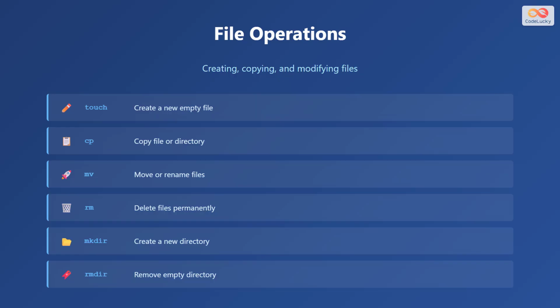Managing files is one of the most common tasks in the CLI. Touch creates a new empty file instantly. Copy, or CP, duplicates files or entire directories to new locations. Move, or MV, transfers files to different folders or renames them. Remove, or RM, deletes files permanently, so use it carefully. Make Directory, or mkdir, creates new folders. Remove Directory, or rmdir, deletes empty folders only. These commands allow you to organize, backup, and restructure your files and directories without using a graphical file manager.